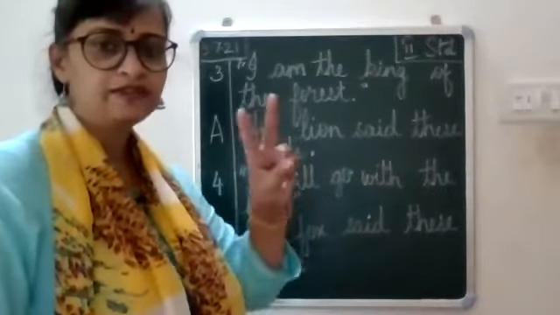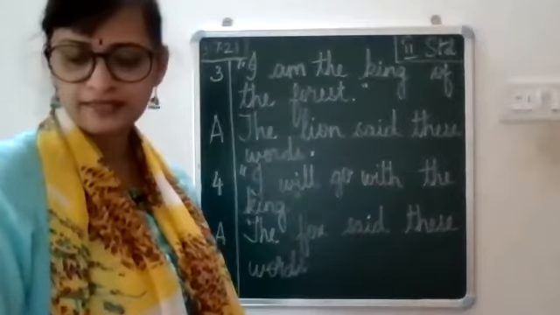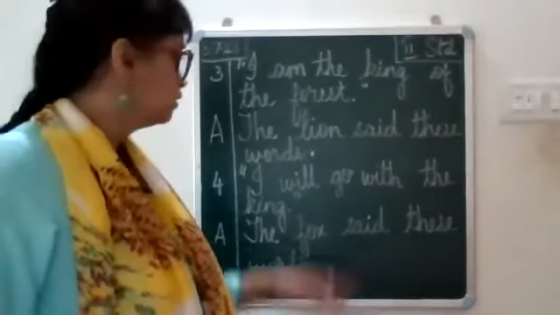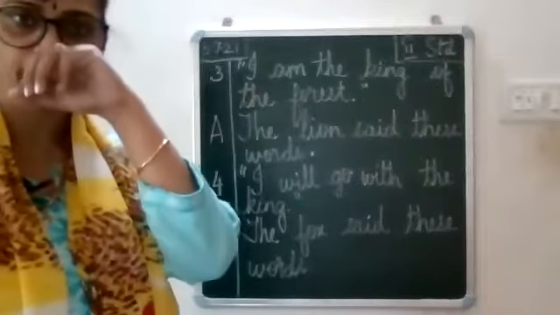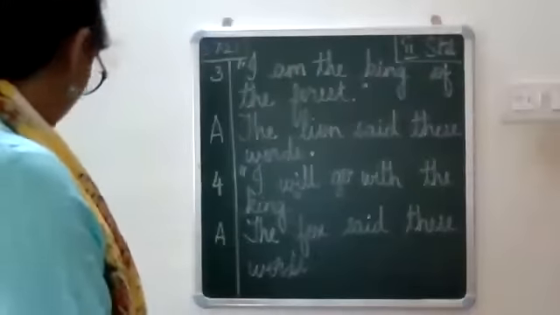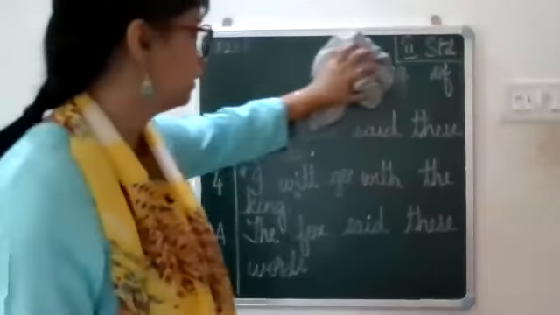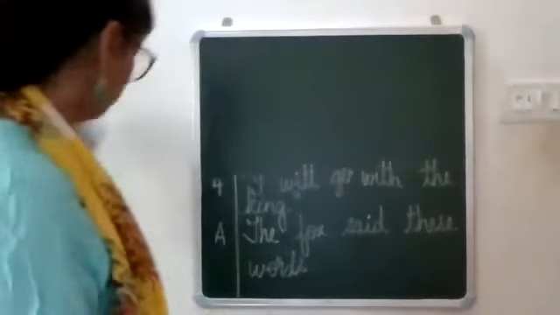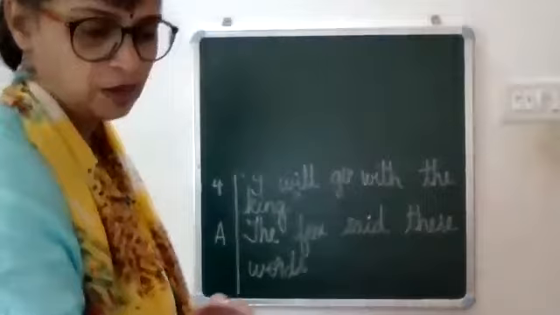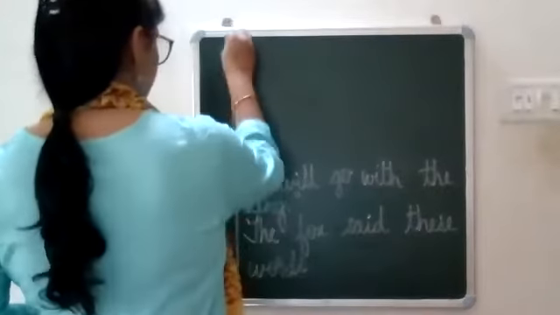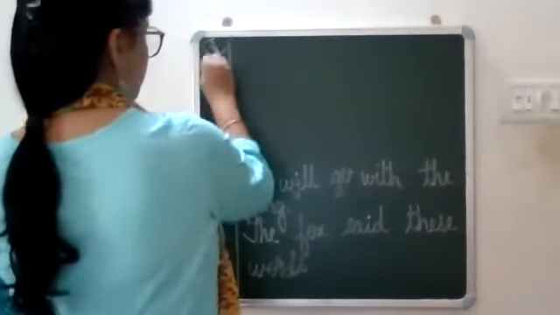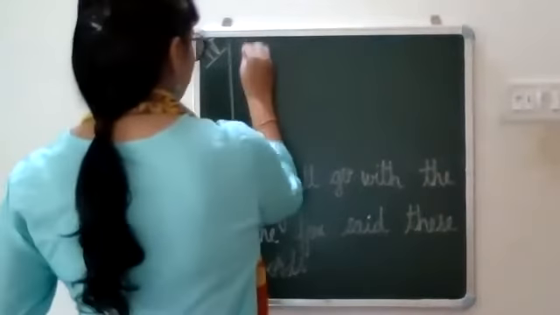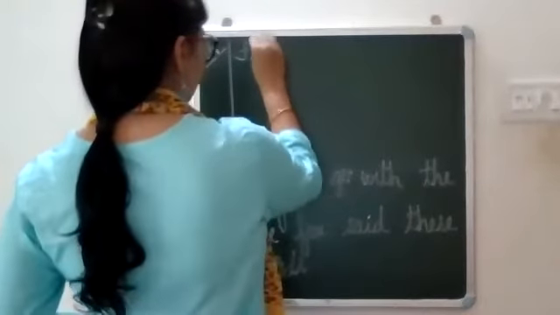Okay, now I want you all to leave two lines. And then you will write Roman number 4 in the margin. Okay. Shall I erase the third one? Yes, ma'am. Okay, now write down fourth main. Write capital F-I-L-L, fill.